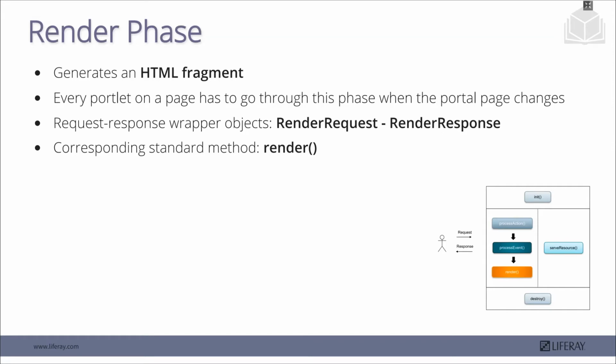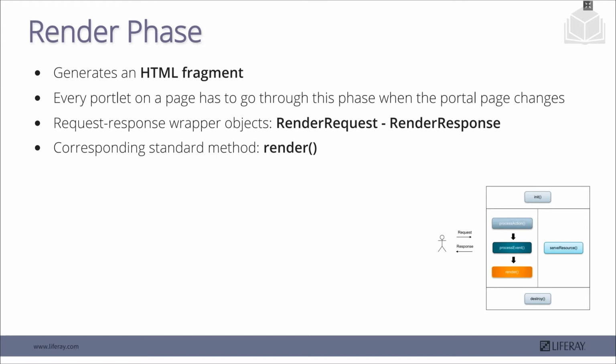Now, technically speaking, the render phase is going to generate some HTML fragment or HTML markup, and the summation of all of the other portlets and their HTML fragments or markups is going to be the page as a whole. Functionally, what we see in the UI is that whenever we want the portlet to be displayed, we need to call the render phase. So every portlet that we see on a page has had to have gone through the render phase at one point in time. Otherwise, we don't see the portlet.